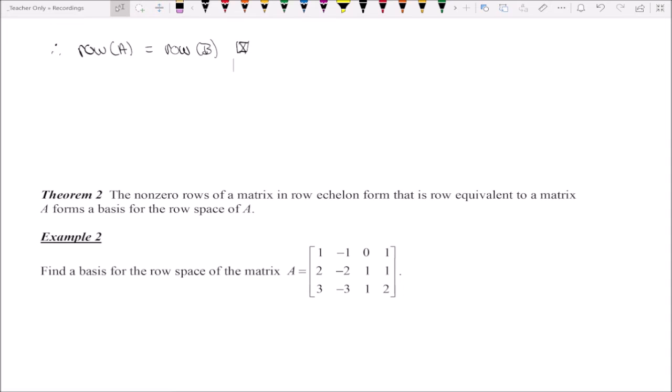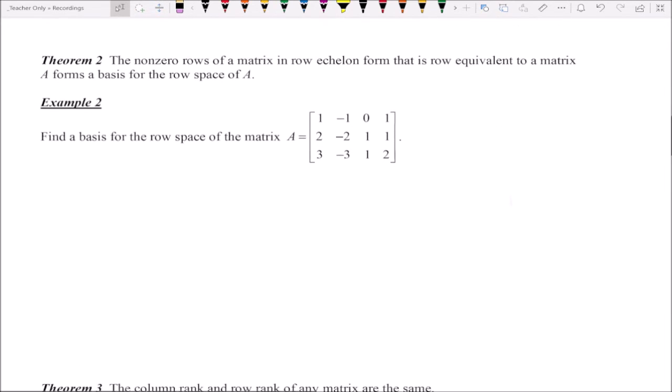Right, so the non-zero rows of a matrix in row echelon form that is row equivalent to a matrix A forms a basis for the row space of A. Now, this is going to be offered without proof. But what this theorem is saying is, if we wish to find a basis for the row space of A, we just take the matrix, row reduce it, and the non-zero rows form our basis.